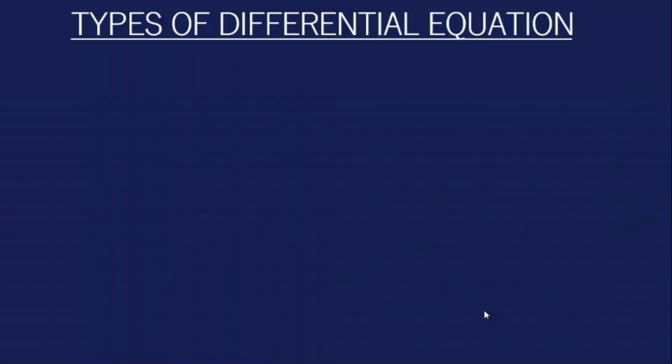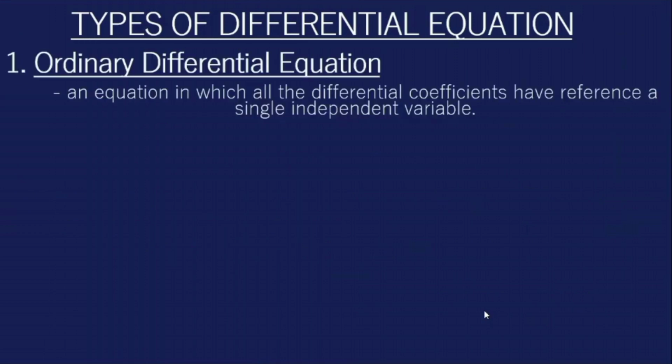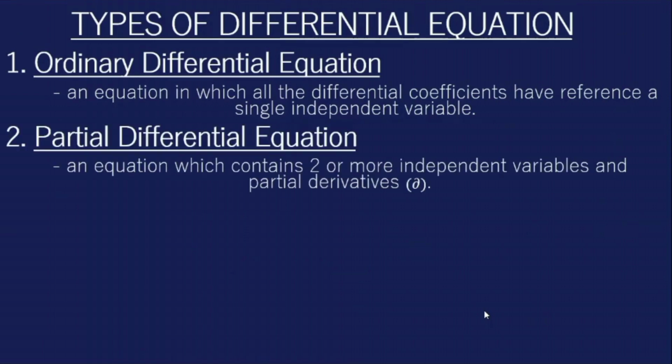We proceed to the types of differential equation. First is the ordinary differential equation, an equation in which all the differential coefficients refer to a single independent variable. Number 2 is the partial differential equation, an equation which contains two or more independent variables and partial derivatives.